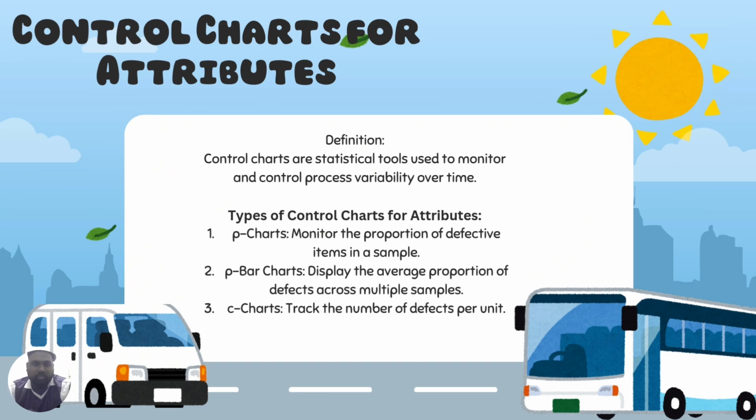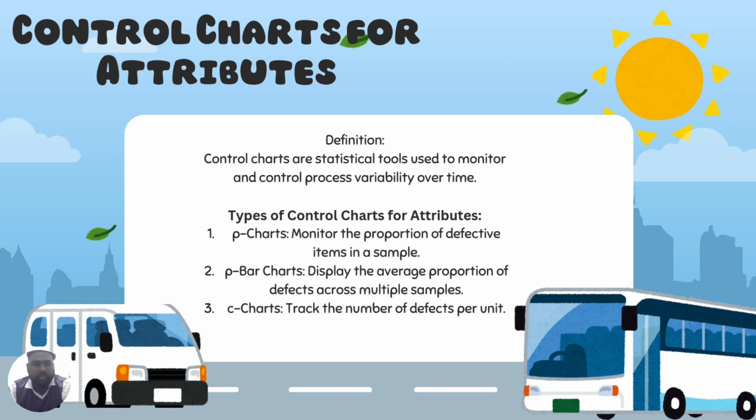The second is control charts for attributes. Control charts are statistical tools used to monitor and control process variability over time. We have three types of control charts for attributes. The first is the P chart, which monitors the proportion of defective items in a sample. The next is the P-bar chart, which displays the average proportion of defects across multiple samples. And the third is the C chart, which tracks the number of defects per unit.